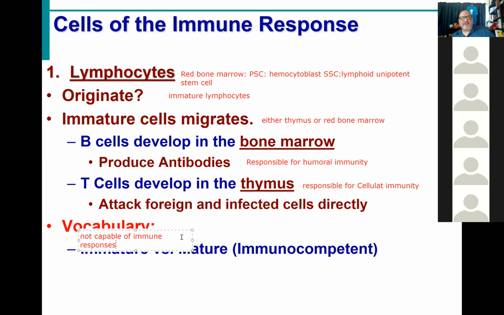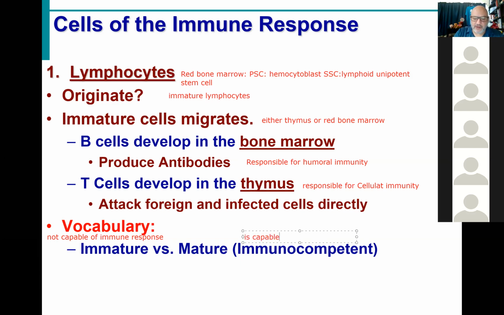So even if it is the right pathogen, if the cell is immature, it is not capable of an immune response. Whereas a cell that is immunocompetent, or mature, is capable of an immune response. Now, just because a cell is capable of an immune response, does that mean that it has been activated? Does that mean that it has come in contact with its pathogen? Not yet. No. Not necessarily.